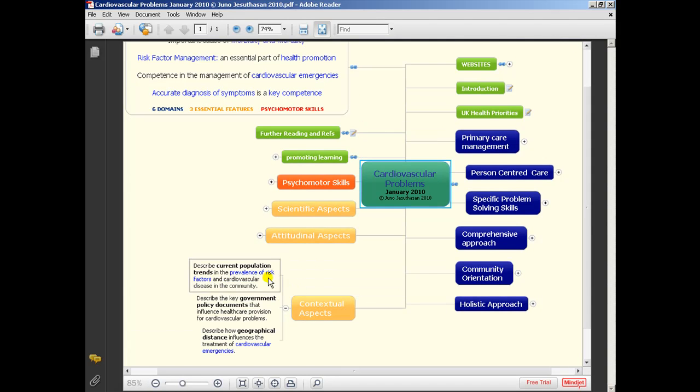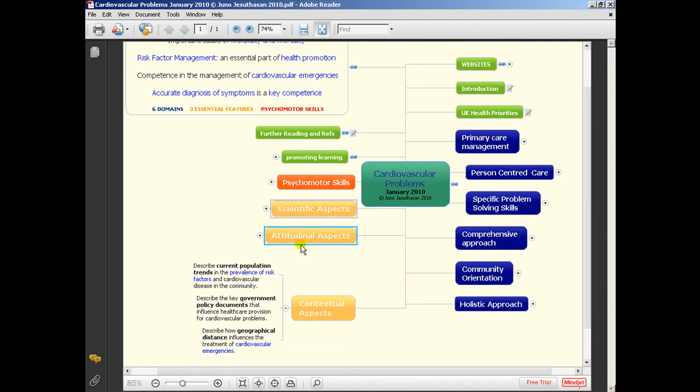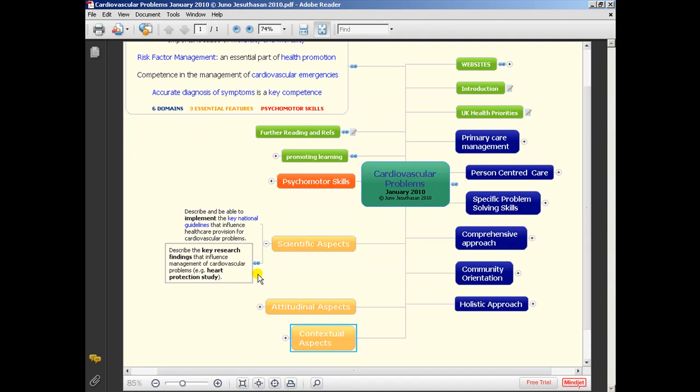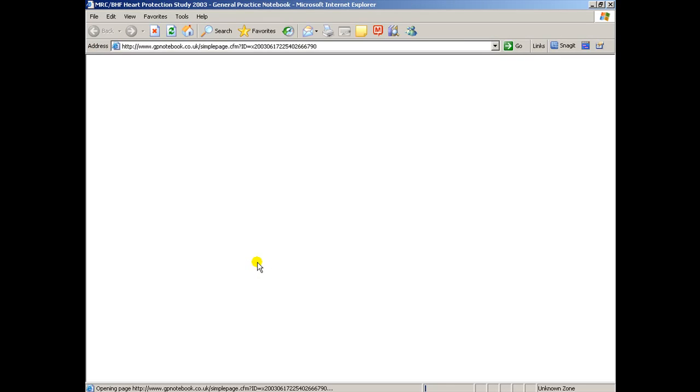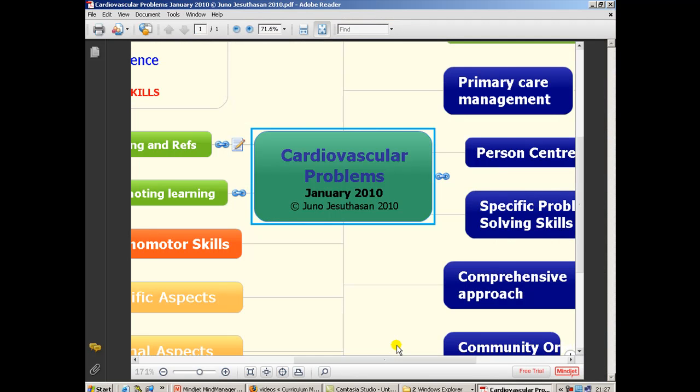It doesn't take long to work your way around the map and read the various things that are needed, and collapsing the topic as you go along is very simple. We look at scientific aspects, describe the key research findings that influence cardiovascular disease, for example, the Heart Protection Study. Just put a link in here to GP Notebook, which gives you the answer. That's just to give you a flavor of this particular statement. Don't forget to look at the introductory videos on the videos page on the structure of the mind maps and how to manipulate these pages.